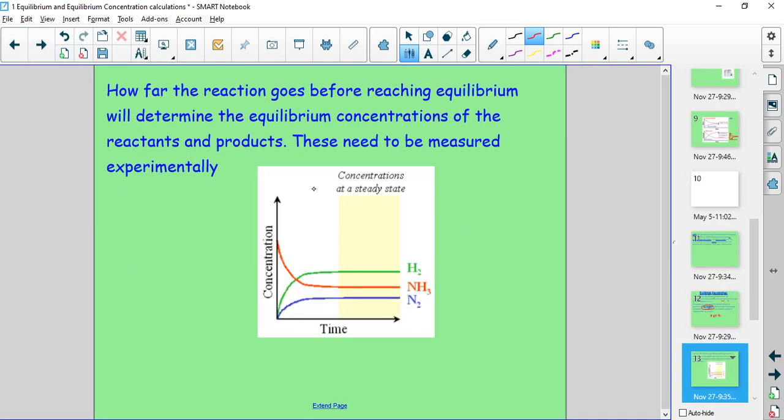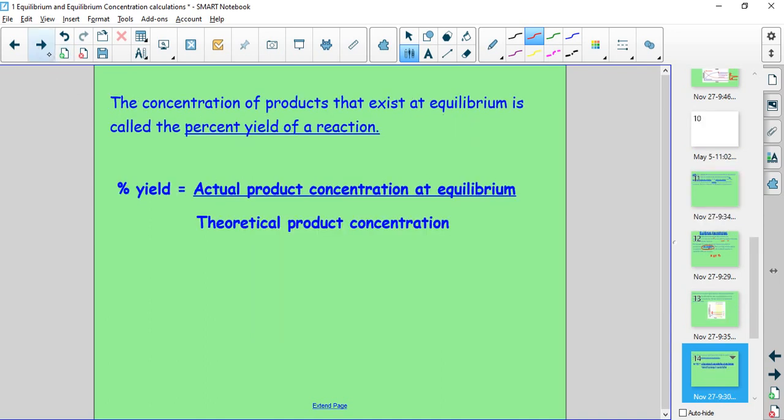Another example shows how concentrations, at a point of equilibrium, just have to stay constant. Not the same, but constant. Once equilibrium has been reached, a percent yield, similar to what you did in grade 11, can be determined. That is the actual concentration of your products at equilibrium, which is the real measure. These concentrations can be divided by the theoretical yield of the concentration of your products, and that would give you your percent yield.